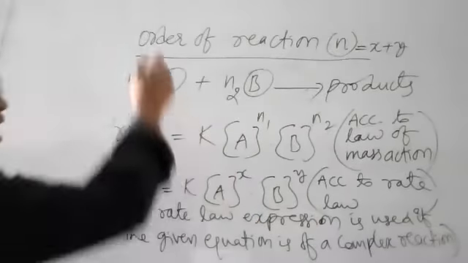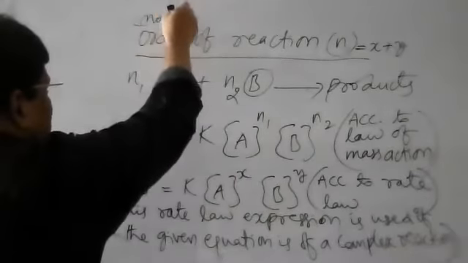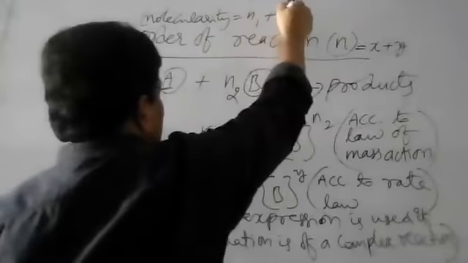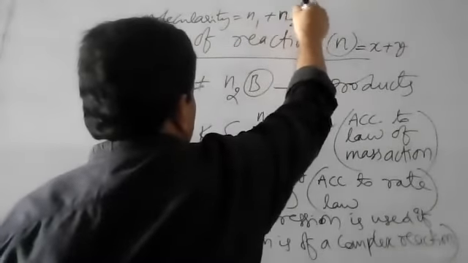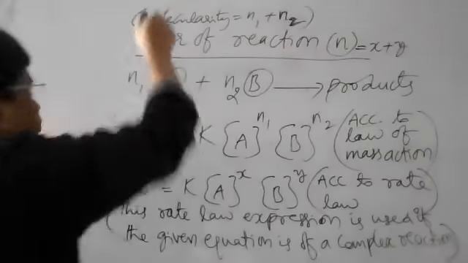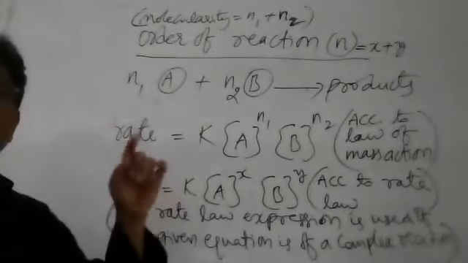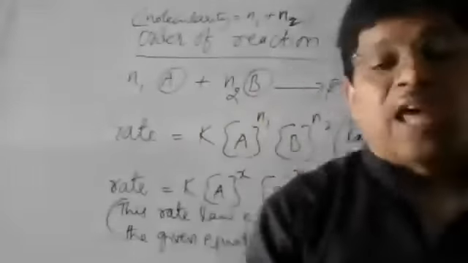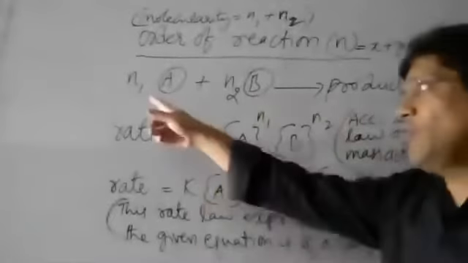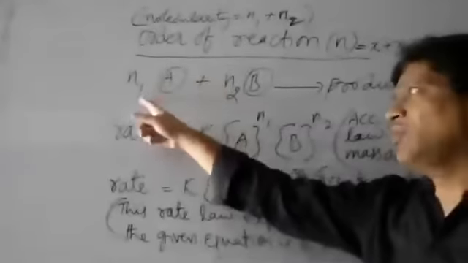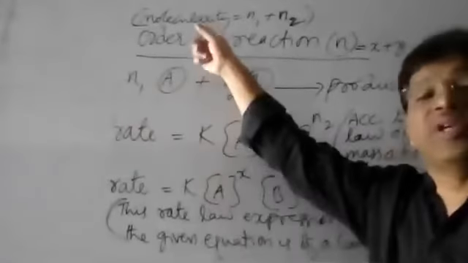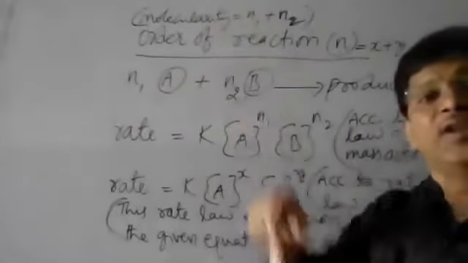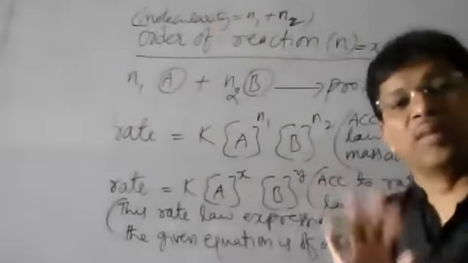So what is the molecularity of this reaction? Molecularity of the same reaction is equal to n1 plus n2. Is that clear? Now n1 and n2 are what? Stoichiometric coefficients. The sum of stoichiometric coefficients, n1 plus n2, gives molecularity. But remember that this n1 plus n2 value, the molecularity value, should not be more than 3. Keep that point in mind.